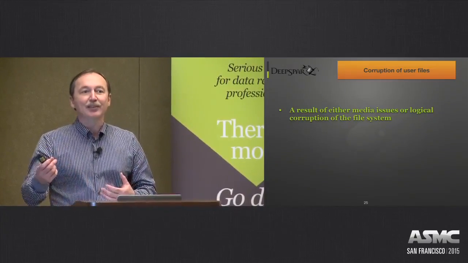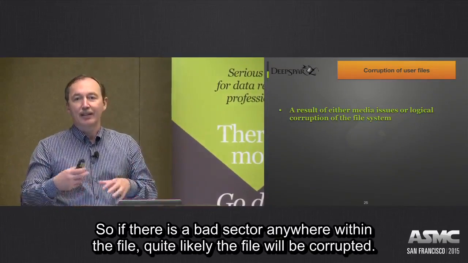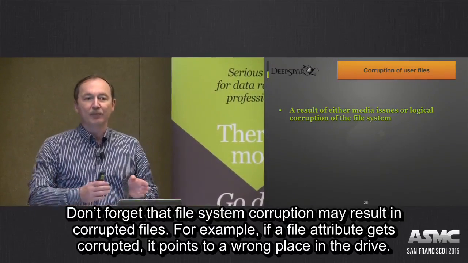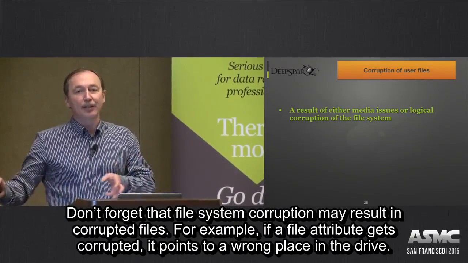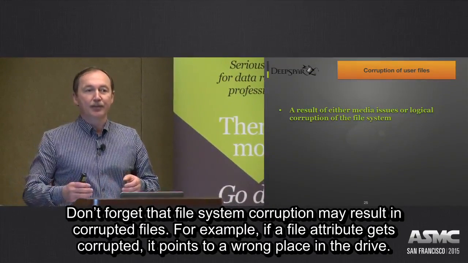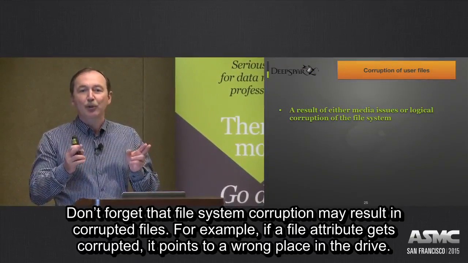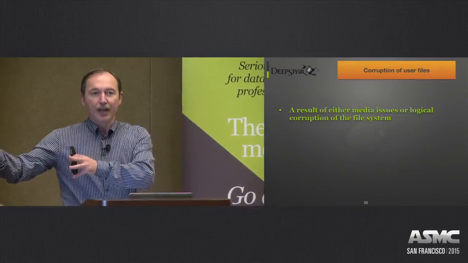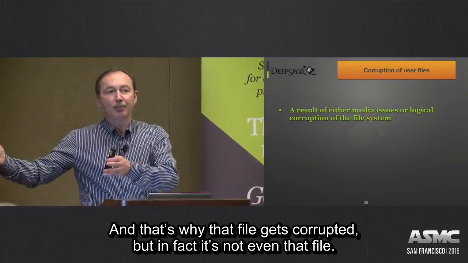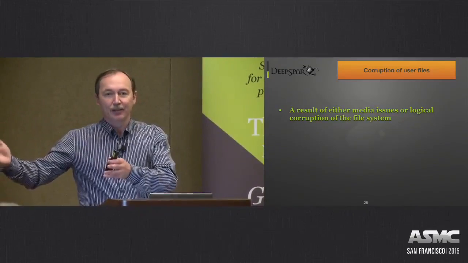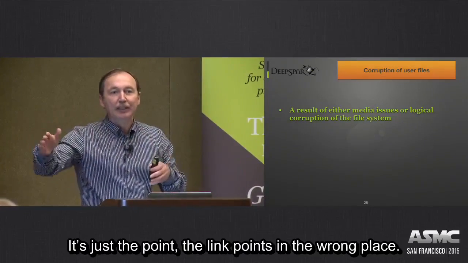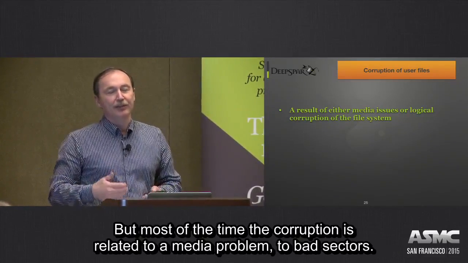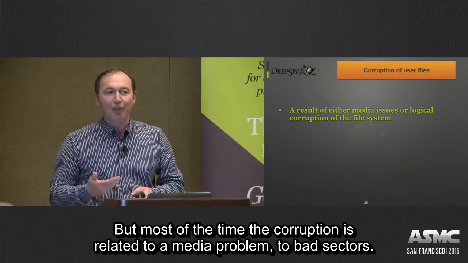So if there is any bad sector within the file, then the file quite likely will be corrupted. But don't forget that file system corruption may also result in corrupted files. For instance, if a file attribute gets corrupted, it points to the wrong place in the drive, and that's why the file appears corrupted, but in fact, it's not even that file. The link just points to the wrong place. But most of the time, obviously, the corruption is related to a media problem, to bad sectors.